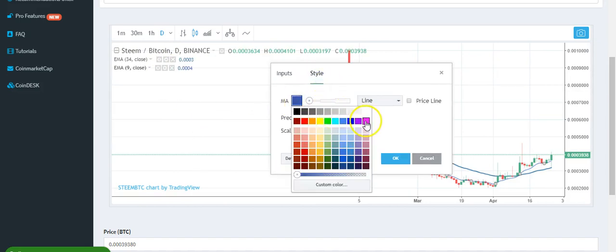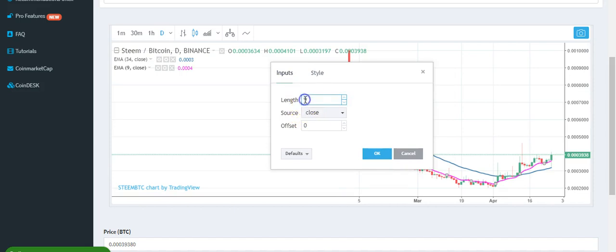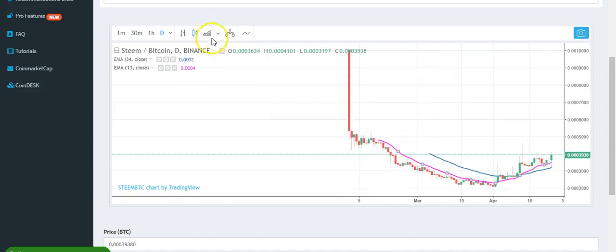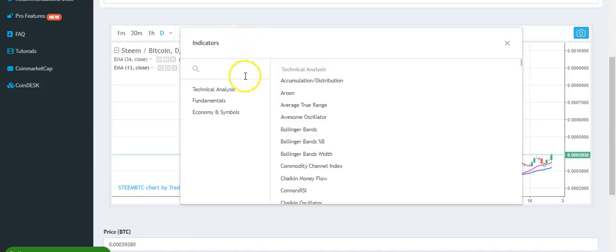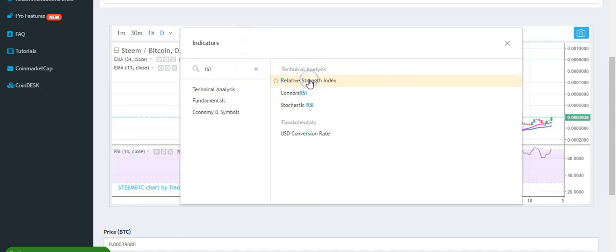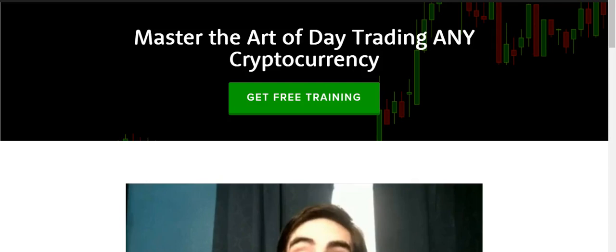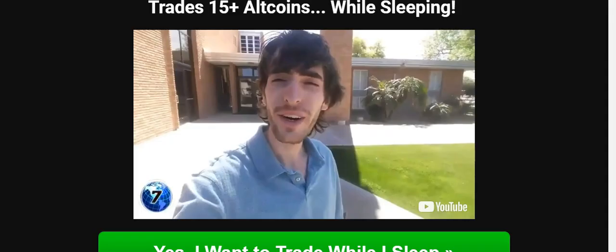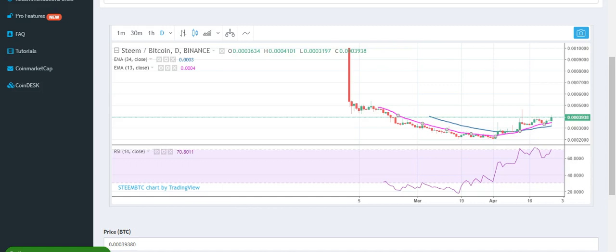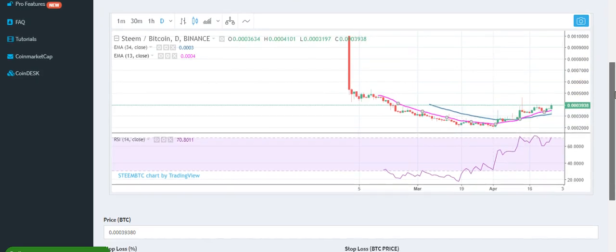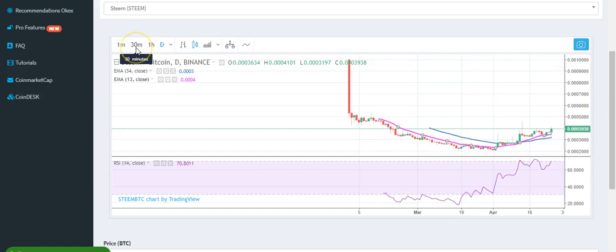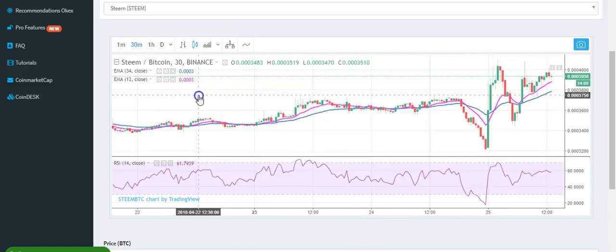And then we're going to do pink, we're going to do 13. So here's how I do my indicators. If you want to learn how to do this, I have a lot more in-depth chart reading training at freecryptouniversity.com. You can get free training right here. You're going to learn a lot more about chart reading and some different indicators as well. What we're going to do is just use these three for now, for example's sake. So we're going to be trading Steem, right?